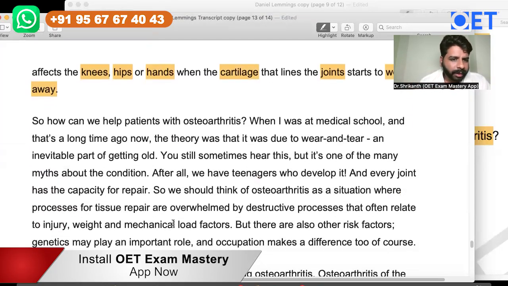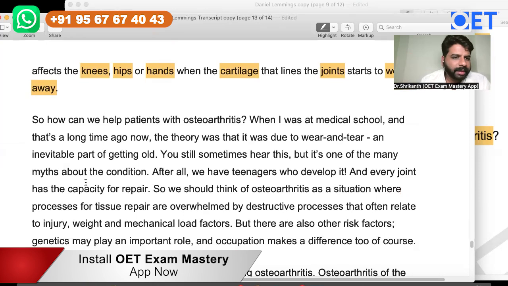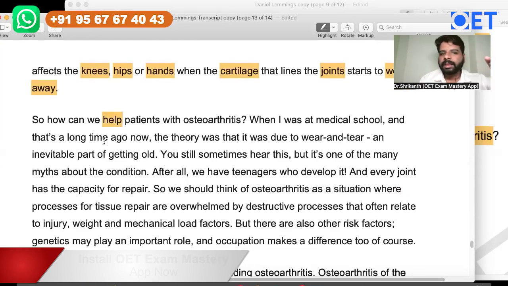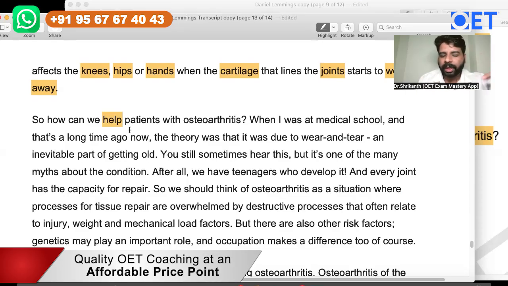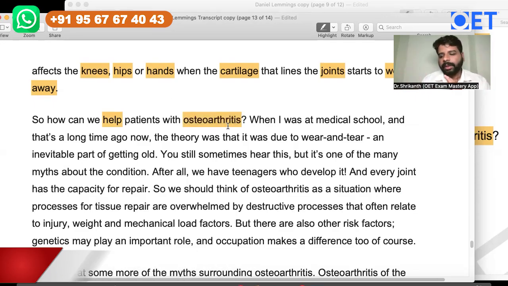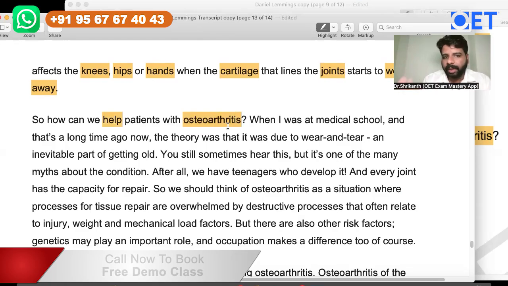Now let's come to the next part of the audio script. Now he is saying, so how can we help patients with osteoarthritis? Now this is where you have to become alert because this is our duty. Okay, this is the stem of the question. So he is asking you, how can we help patients with osteoarthritis? That is, there are people with osteoarthritis and how can we help them? Okay, so now you should become alert. Okay, now maybe the suggestion is going to come. Suggestion about helping people.